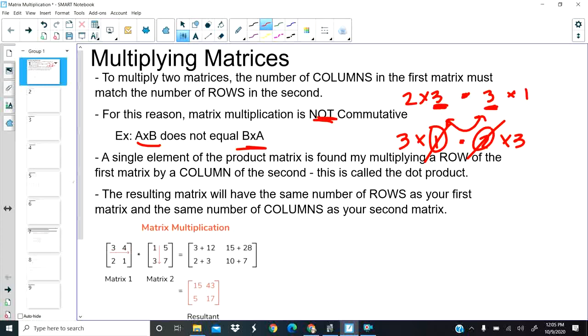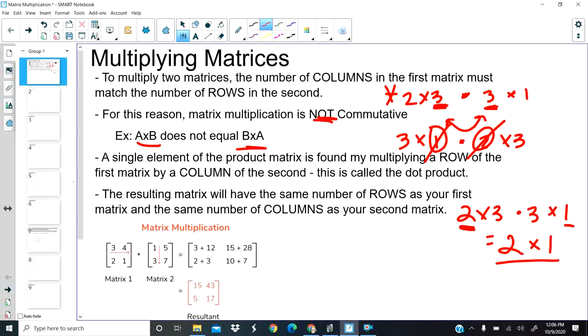And then the resulting matrix is going to have the same number of rows as the first matrix and the same number of columns as the second matrix. So using my initial example up here, if I had a 2 by 3 matrix and it was being multiplied by a 3 by 1 matrix, then my resulting matrix is going to use the number of rows from the first and the number of columns from the second. So even though these two matrices, the 2 by 3 and the 3 by 1, might be kind of big matrices, the resulting matrix is only going to have 2 elements in it. So keep that in mind as you're going through these as well.